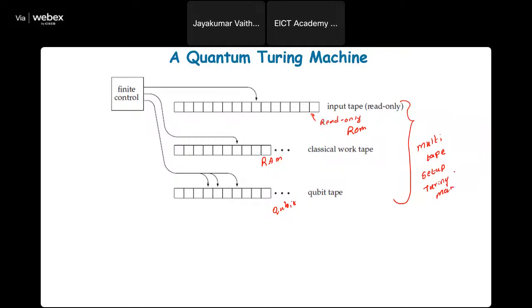So this is quantum Turing machine. You can add quantum Turing machine. So you can visualize your quantum computing in such a way. It is an abstract model.